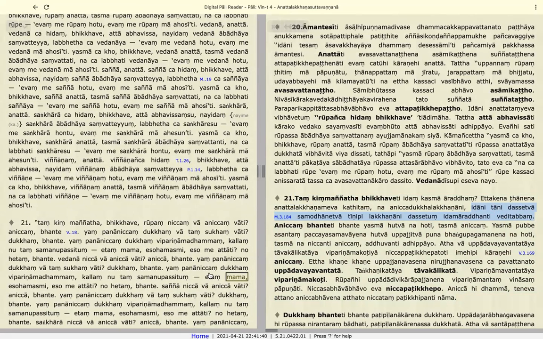Why does the Blessed One make a question? Because firstly, he already expounded the anatta lakkhana. After that, he went on to preach the Dhamma talk collectively, the three characteristics. Therefore, the Blessed One makes a question.